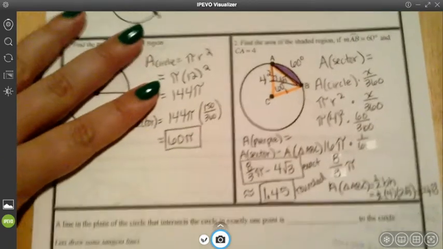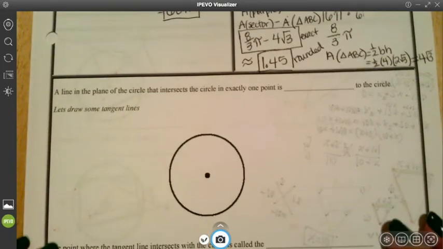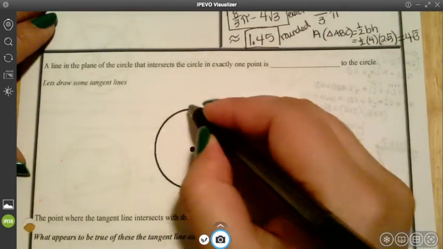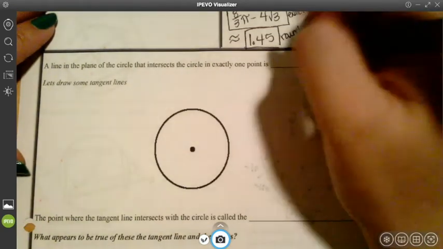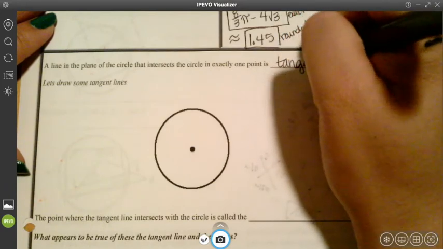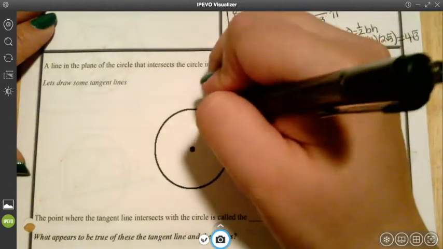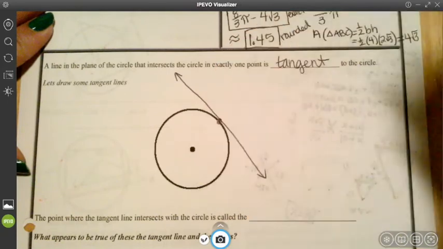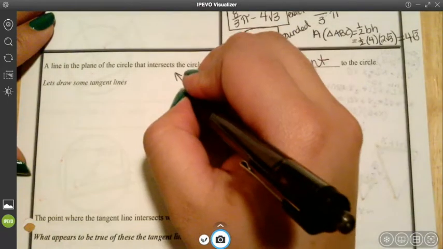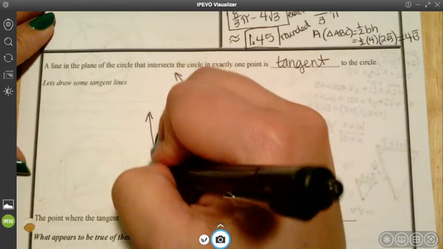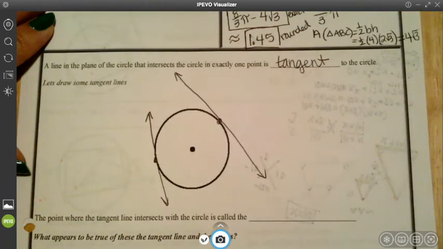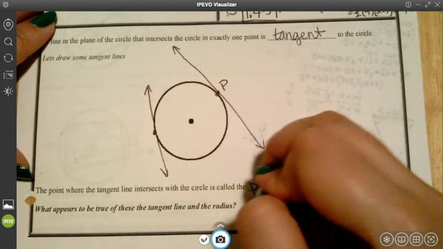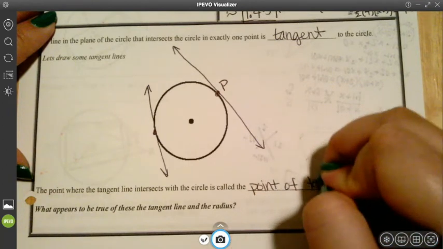For the next section, we're looking at the special lines that interact with circles. And so our first type of line is a line that touches the circle at only one point. And earlier we said that is called a tangent line. And so if I'm looking for a tangent line, I'm looking for a line that just barely touches the circle in one point. And we can draw a tangent line to any point on the circle. And the point that the tangent line touches the circle is called the point of tangency.